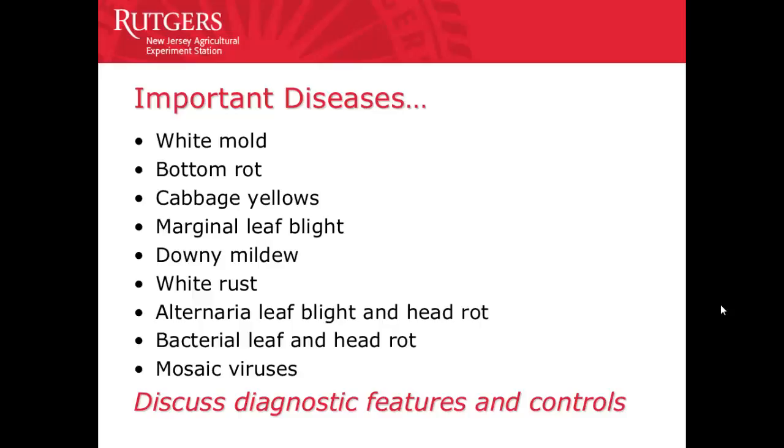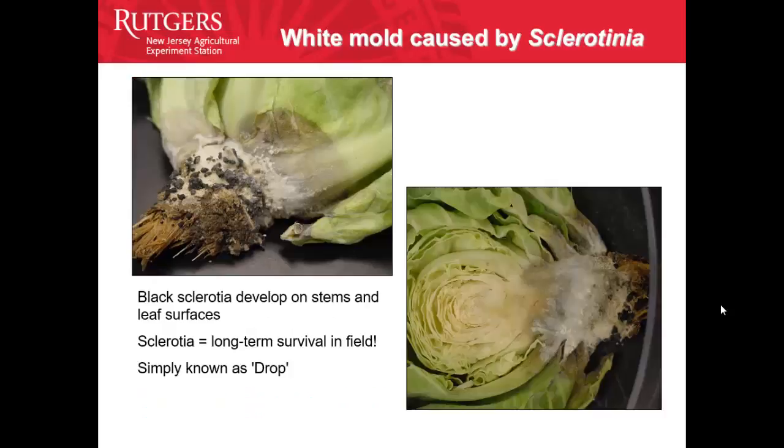So when you're out in the field, diagnosing is half the battle, and then controlling is the second half. White mold is very common in New Jersey as well as other regions of the United States. It's a soil-borne fungus. These are the black fruiting bodies, the sclerotia, that survive from season to season.